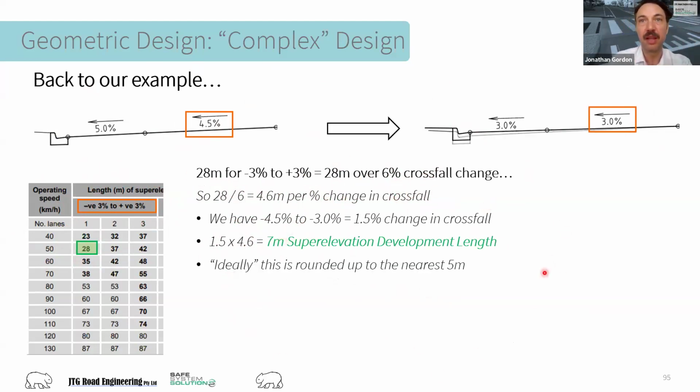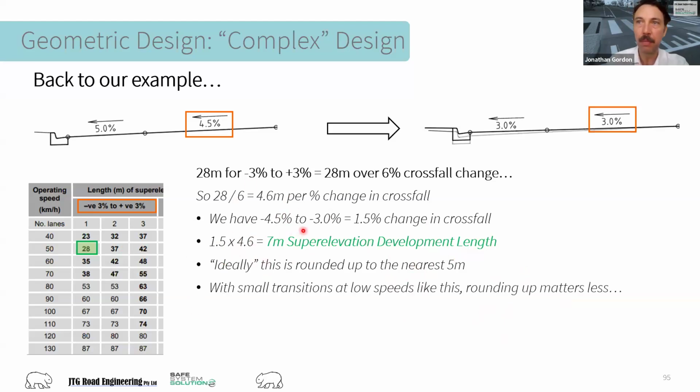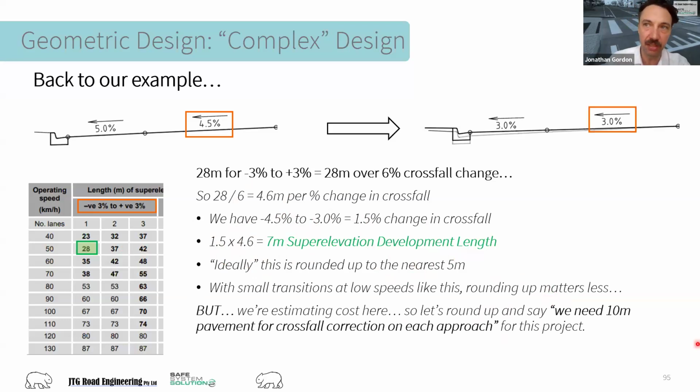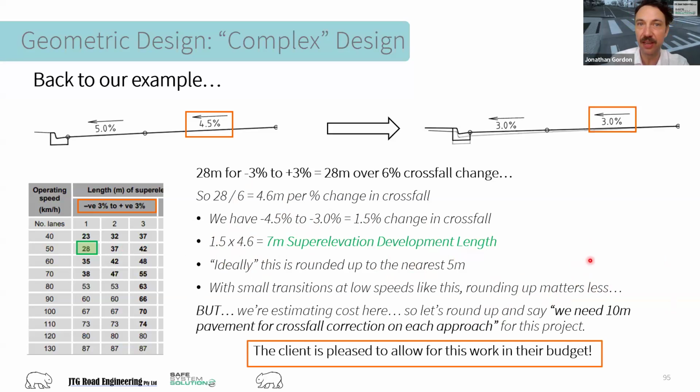And then should we round this up to the nearest 5 meters? I've already discussed it, I don't think it's critical. These will still operate safely at 7 meters. That's how the math works. But I'd also suggest that we're doing cost estimating. Let's just say it's roughly 10 meters of pavement correction, of additional pavement works required for this project. And in this scenario, of course, the client is very stoked that we got that correct, and they're able to include that cost in their budget.